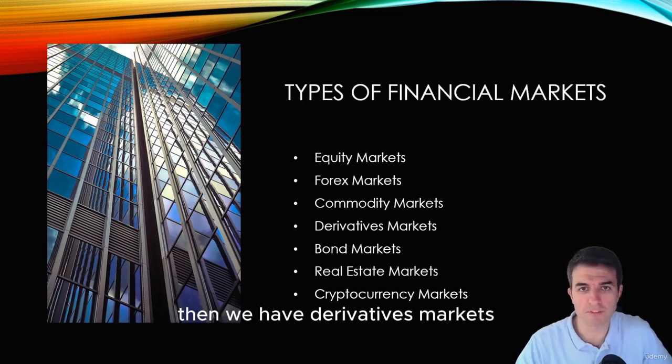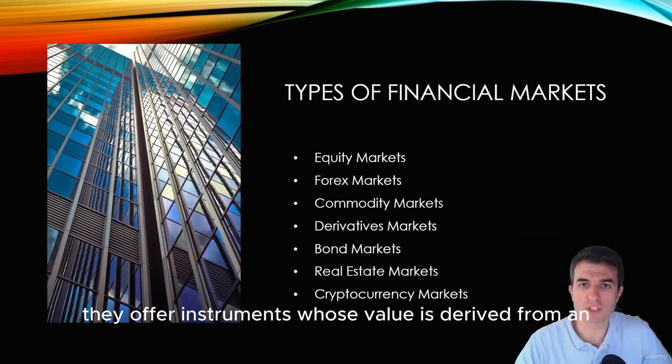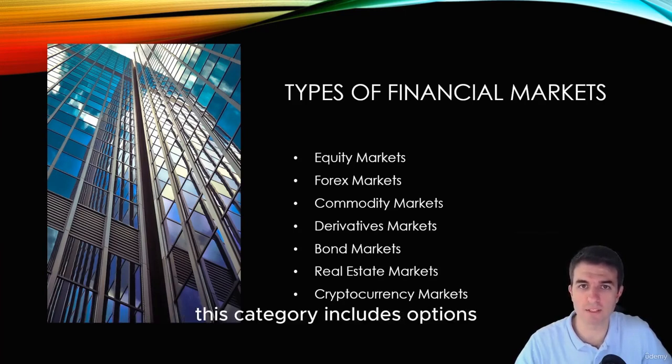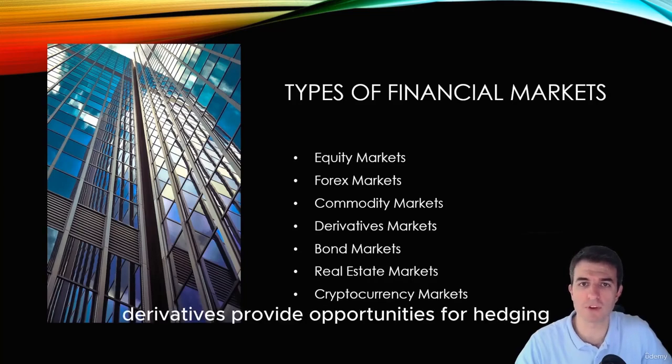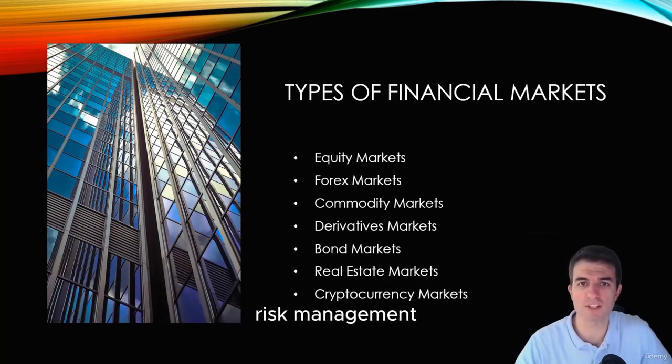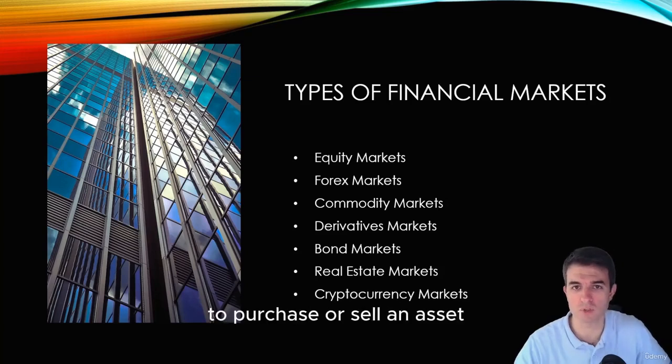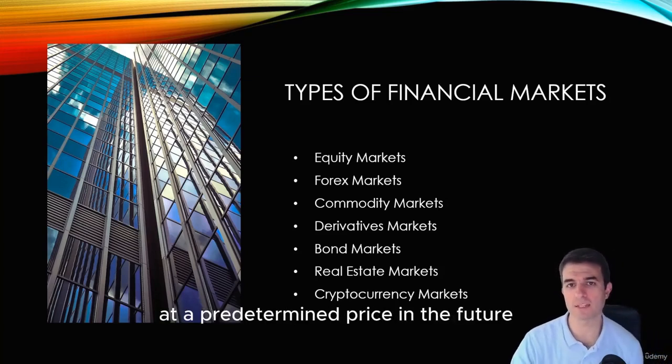Then we have derivatives markets. They offer instruments whose value is derived from an underlying asset. This category includes options, futures, swaps, and more. Derivatives provide opportunities for hedging, risk management, and speculation. Options, for instance, allow traders to buy the right, but not the obligation, just the right to purchase or sell an asset at a predetermined price in the future.